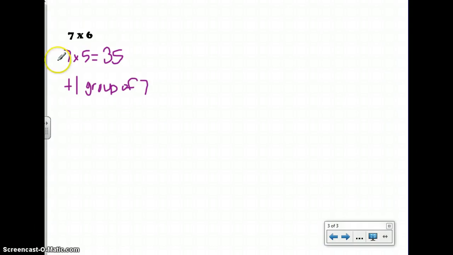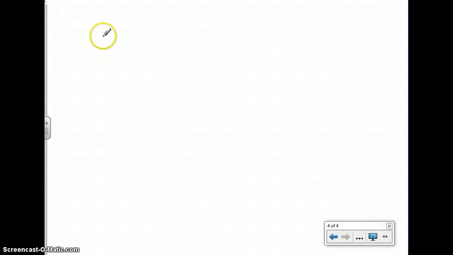So I know that 5 groups of 7 is 35, so then 6 groups of 7 is going to be 35 plus an extra group of 7, and that will give me an answer of 42. So then my answer to 7 times 6 is 42. Let's look at one more basic fact that I may not know that I can use changing the equation with. Let's say I have the problem 9 times 8.